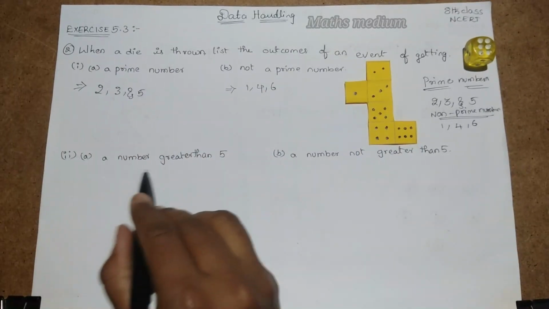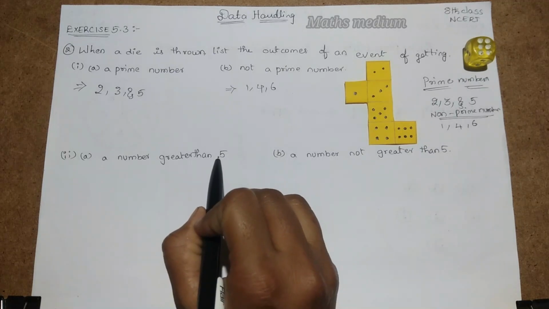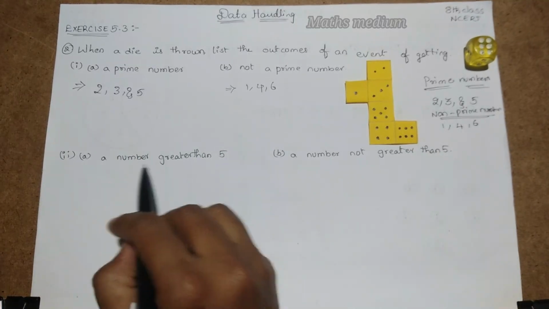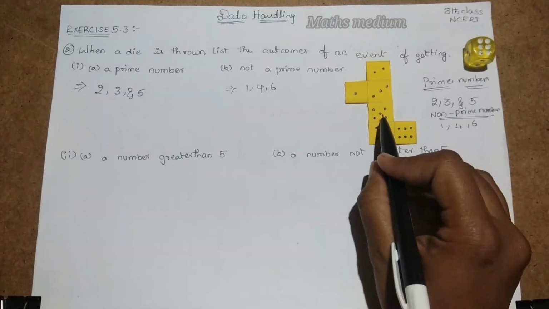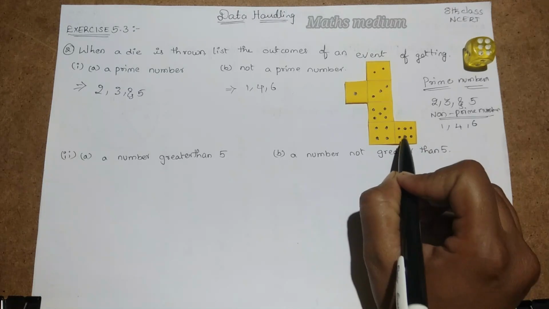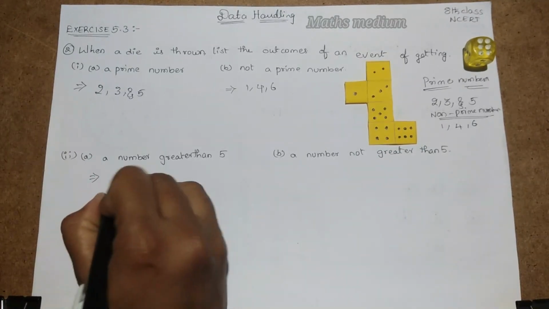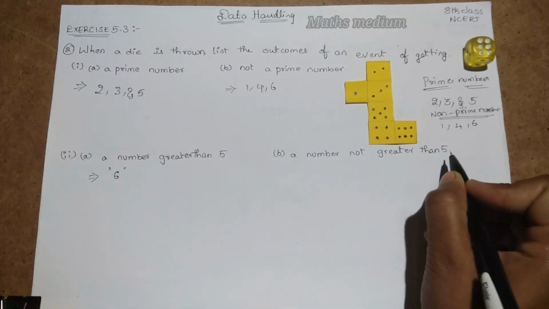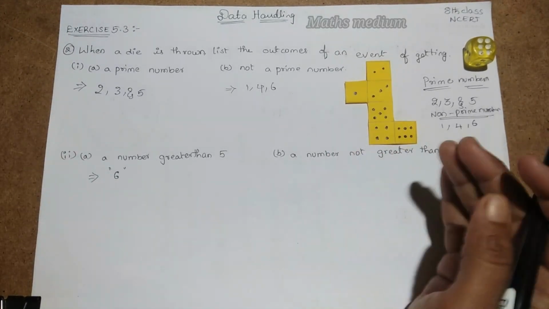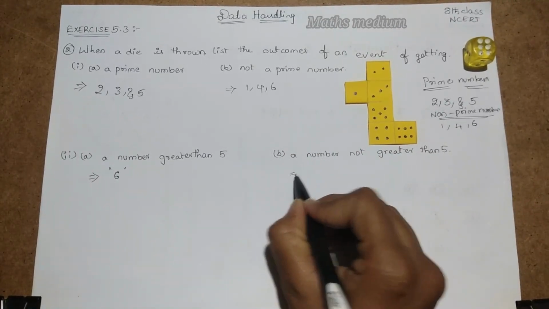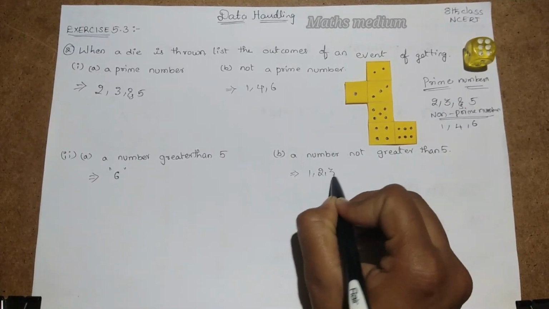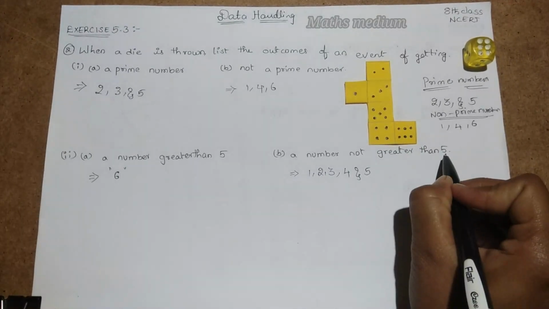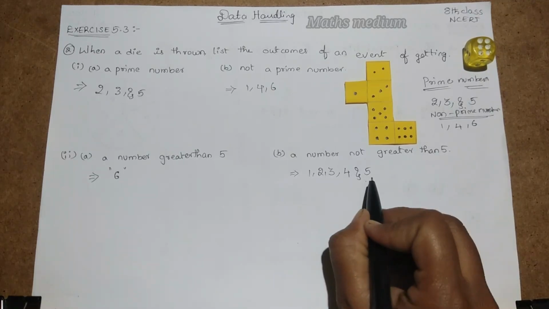Next, a number greater than 5. Now here we have to think apart from the prime numbers. A number greater than 5 means greater than 5 we have only 6. So there is a chance of getting 6 only. A number not greater than 5 means it is less than or equal to 5. What is the list? 1, 2, 3, 4 and 5. Not greater than 5 means including 5 also. That's why the answer is up to 5.